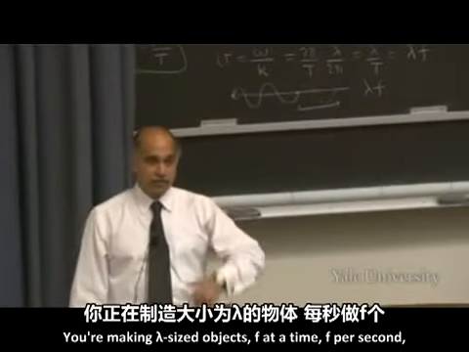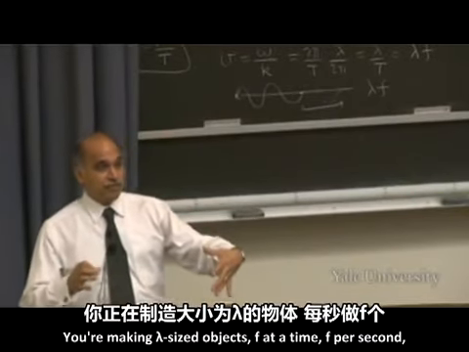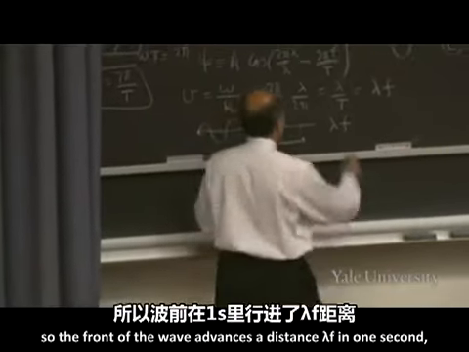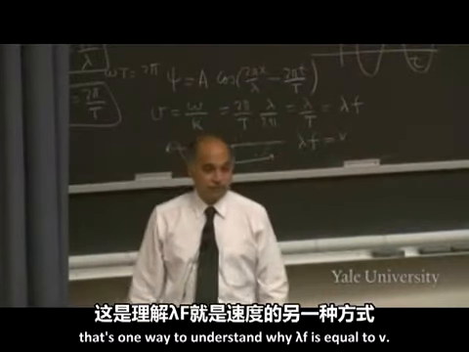You're making lambda-sized objects, f at a time, f per second, and pushing them out. So the front of the wave advances a distance lambda f in 1 second. That is the velocity. That's one way to understand why lambda f is equal to v.